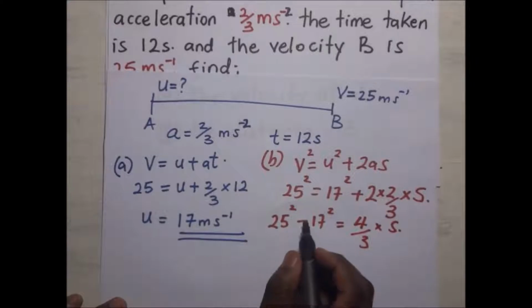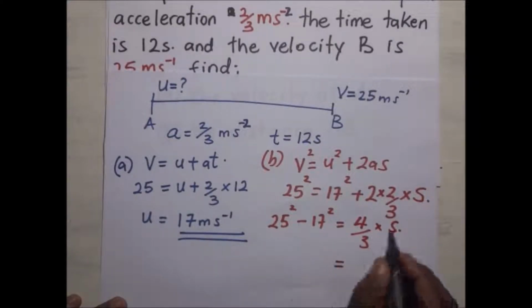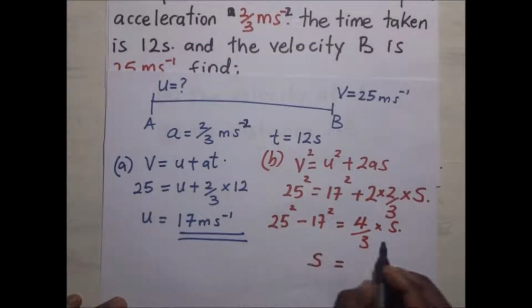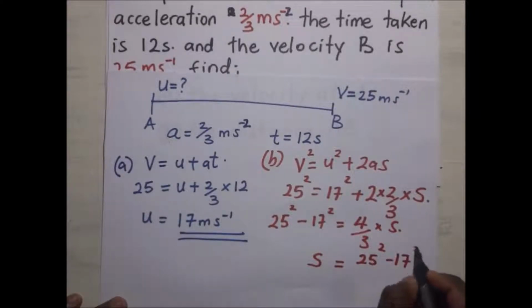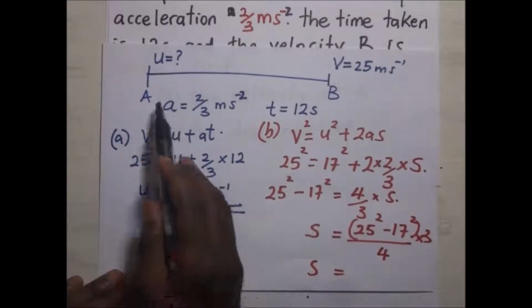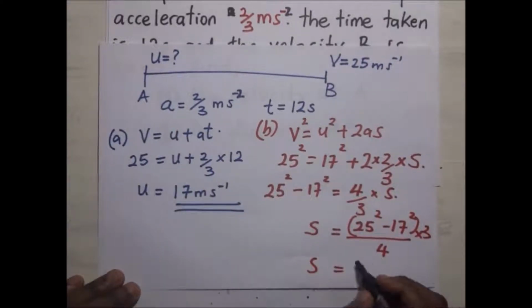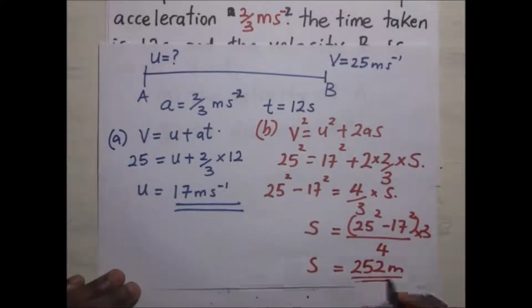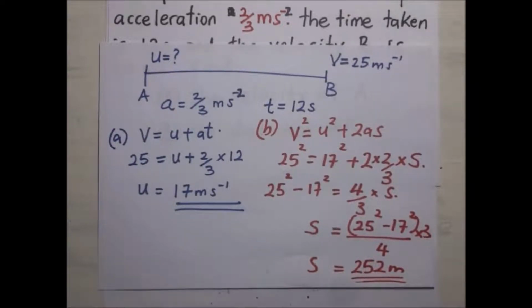Now definitely, when we make S the subject of the formula, this is going to become 25 squared minus 17 squared, divided by 4 times 3. And definitely now our value of S, the distance between A and B, is going to end up being 252 meters.